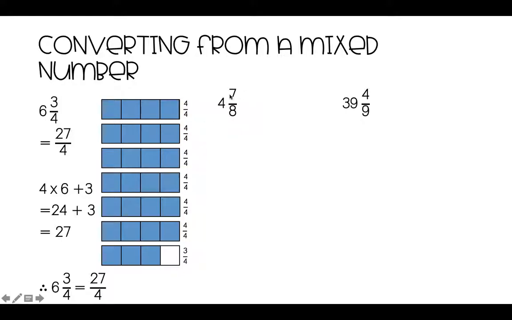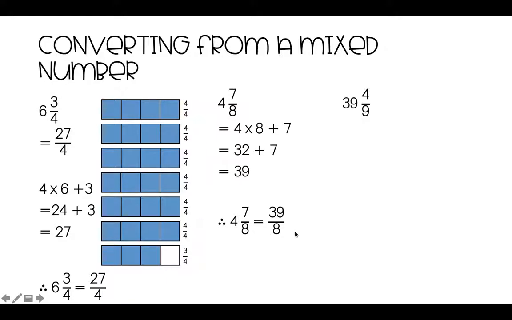Now this one here, 4 and 7 eighths. So 4 times 8, plus 7. So 4 times 8 gives us 32, plus 7 gives us 39. So therefore 4 and 7 eighths equals 39 eighths.